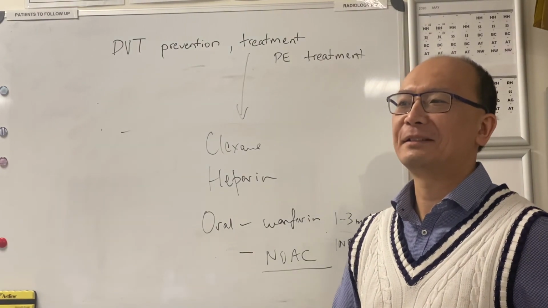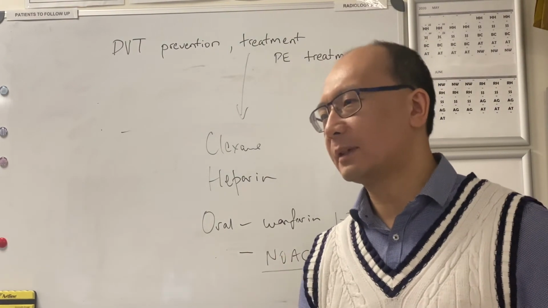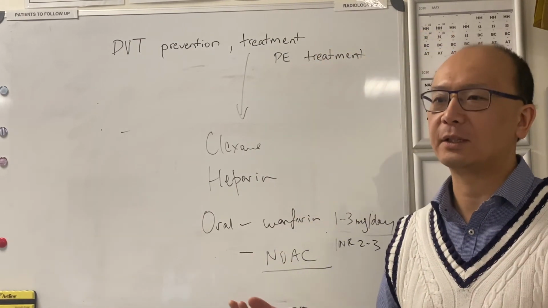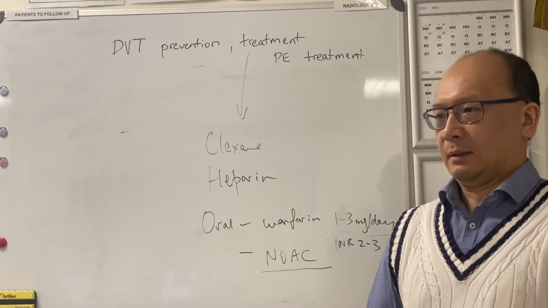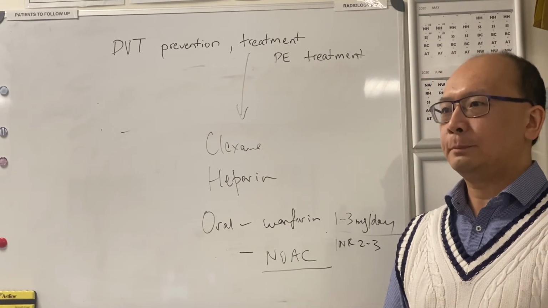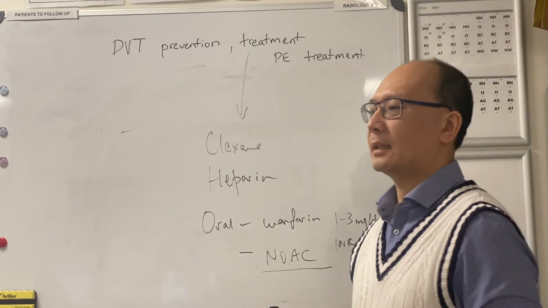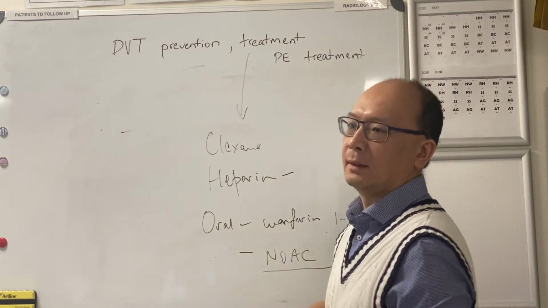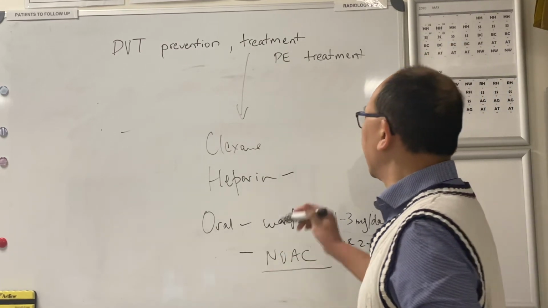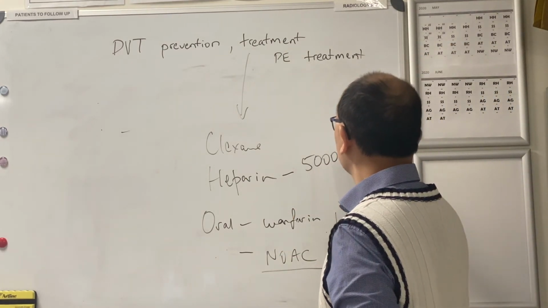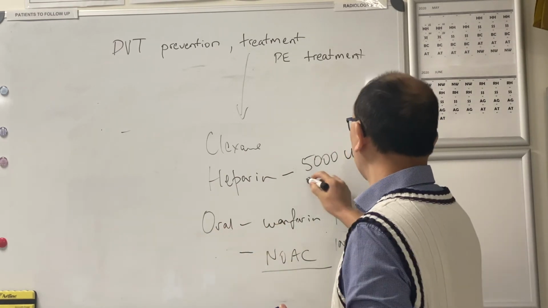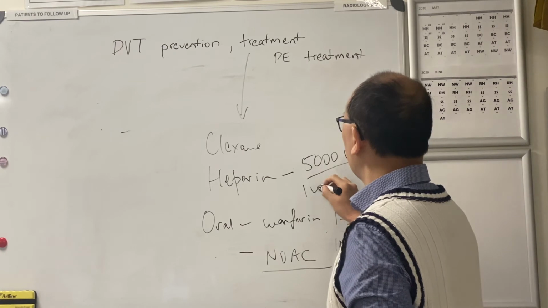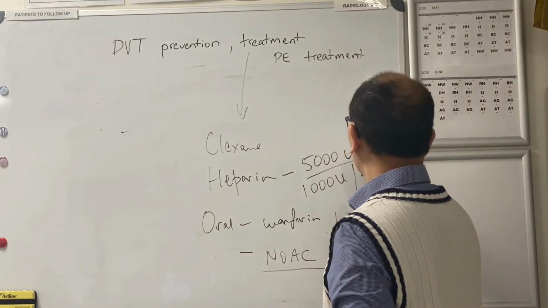I'd like you to have a general protocol in your mind so that when you go to different hospitals and they've got different mixture regimes, you have a ballpark. Around 5,000 to 10,000, I think. I think that for the average person, it's about 5,000 stat and then 1,000 per hour.